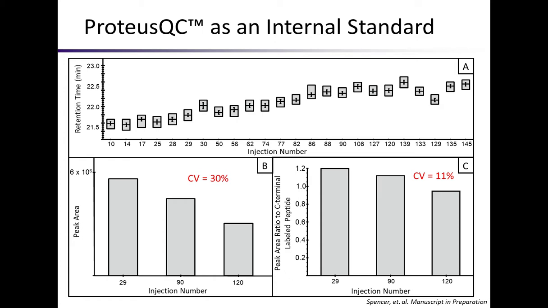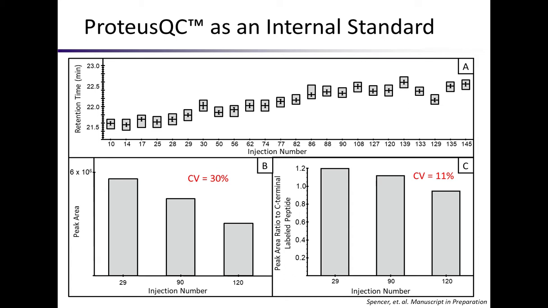So for example, retention time drifts over time. From injection 10 out to 400 or 145 on a single column, you get some retention time drifts. You can actually use this to help recalibrate any iRT measurements you might be doing. And you can also use it for normalization.